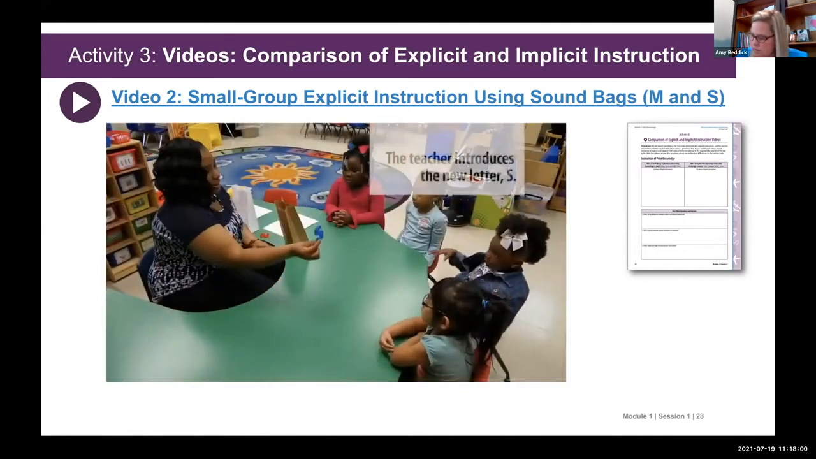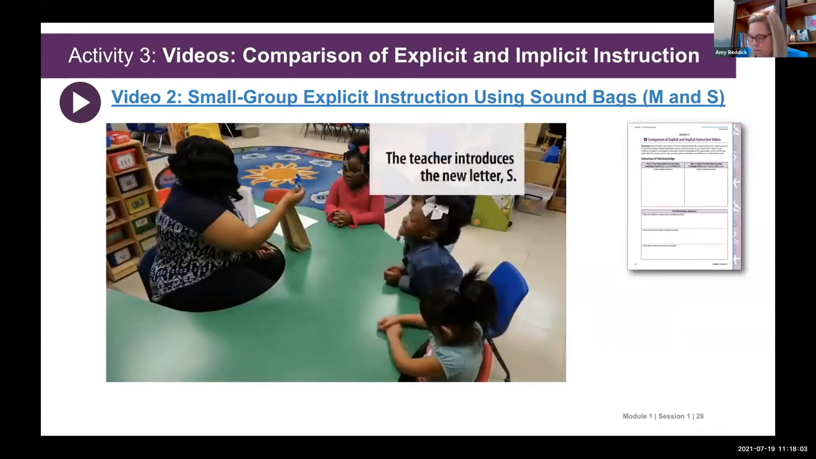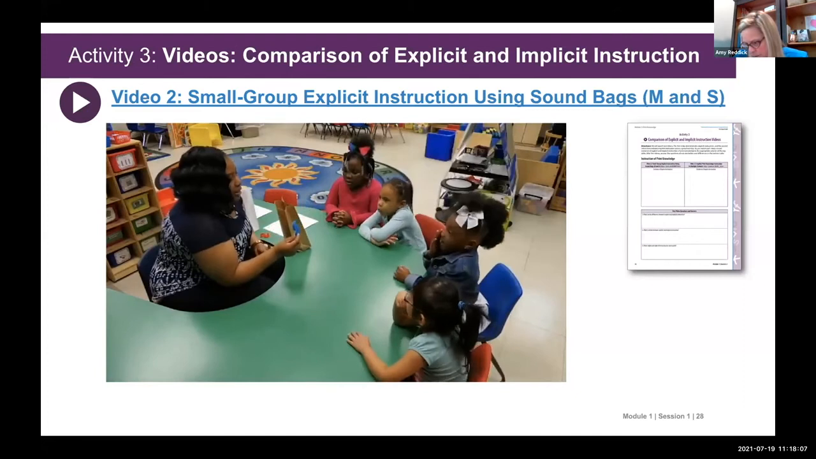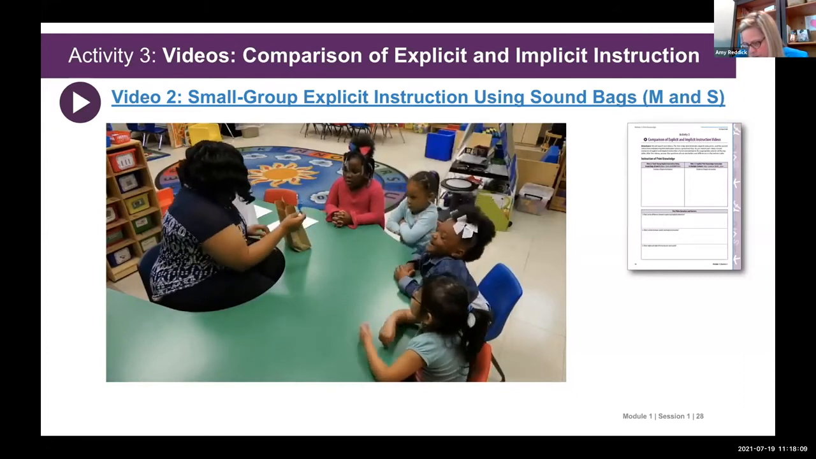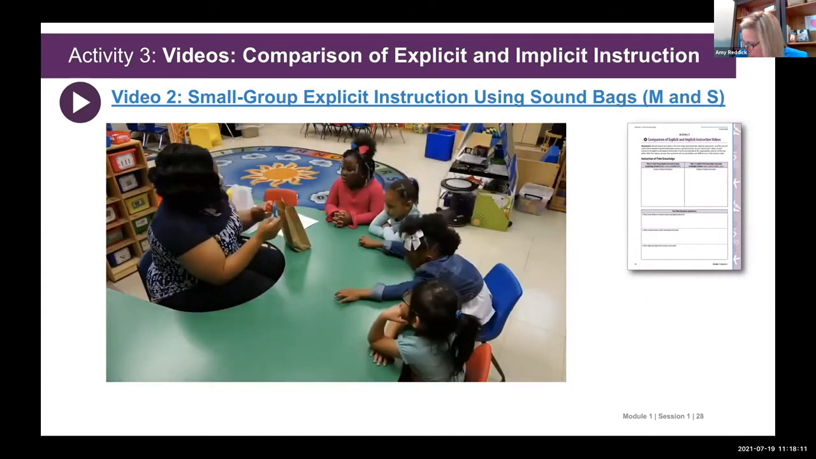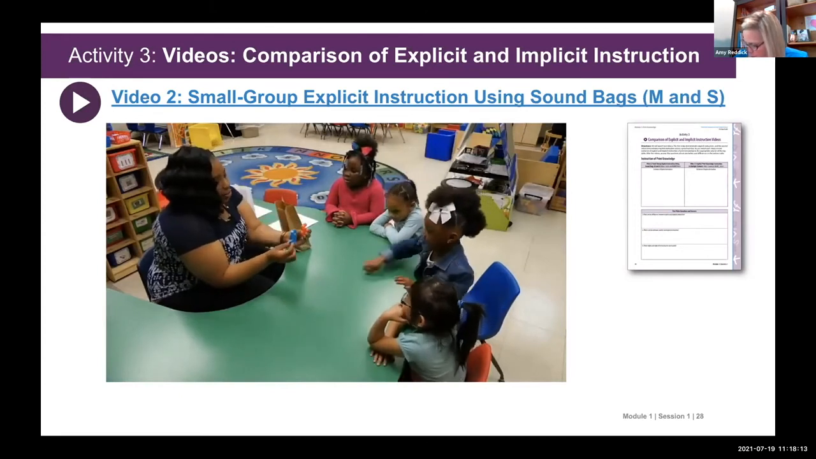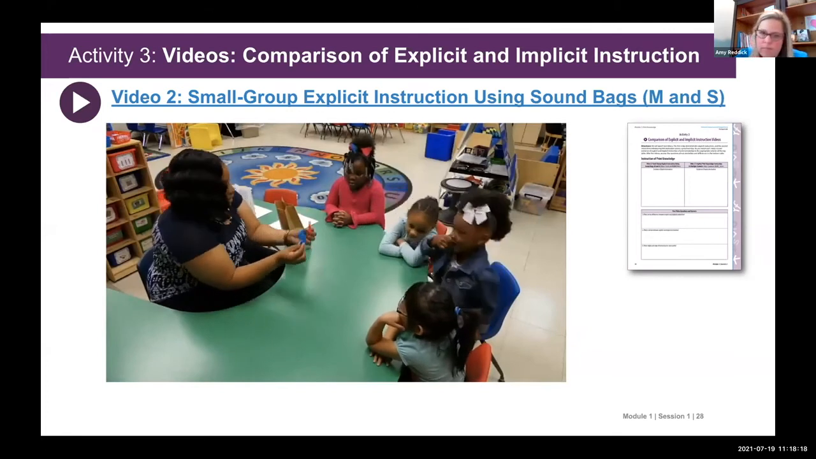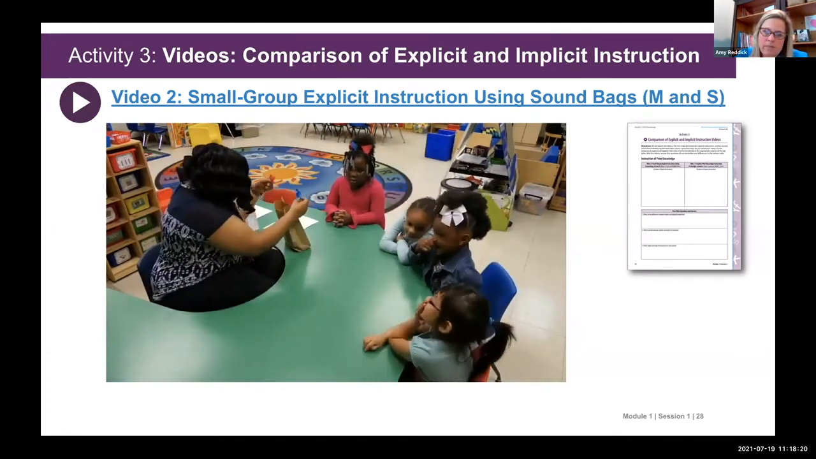Here's the letter S. Everybody say S. S. Summer begins with the letter S. Listen for the S in summer. Summer. These letters are the same. They are both what letter? S. They are both the letter S.